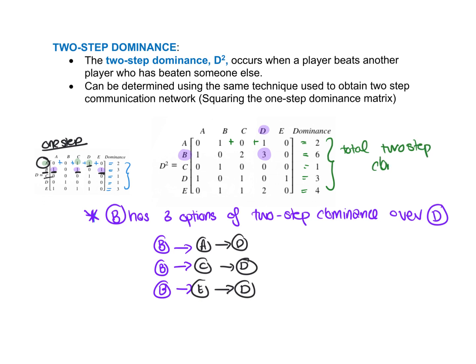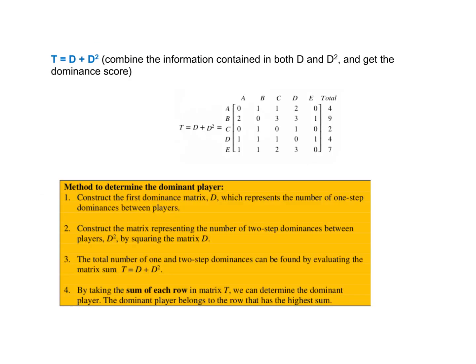But what they often do when they talk about tournaments, they'll say that the winner is the person with the most 1 and 2 steps. So we'll see that here. They often say the tournament will be won by the winner of both 1 and two-step dominance added together.